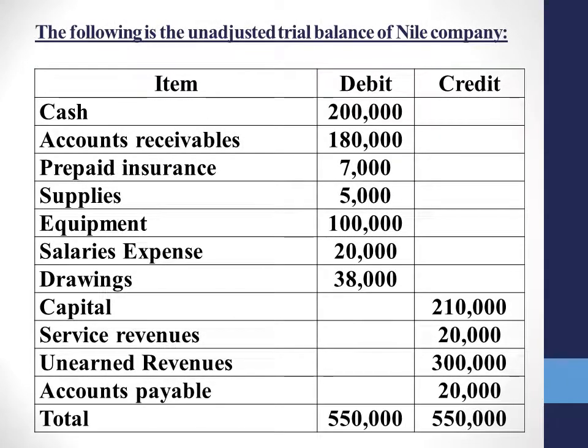Here is an example. You are given the unadjusted trial balance. This is an unadjusted trial balance that we make after posting to the ledger. We have some accounts and some of these accounts need adjustment. So how do we know which accounts need adjustment? From the extra information given.